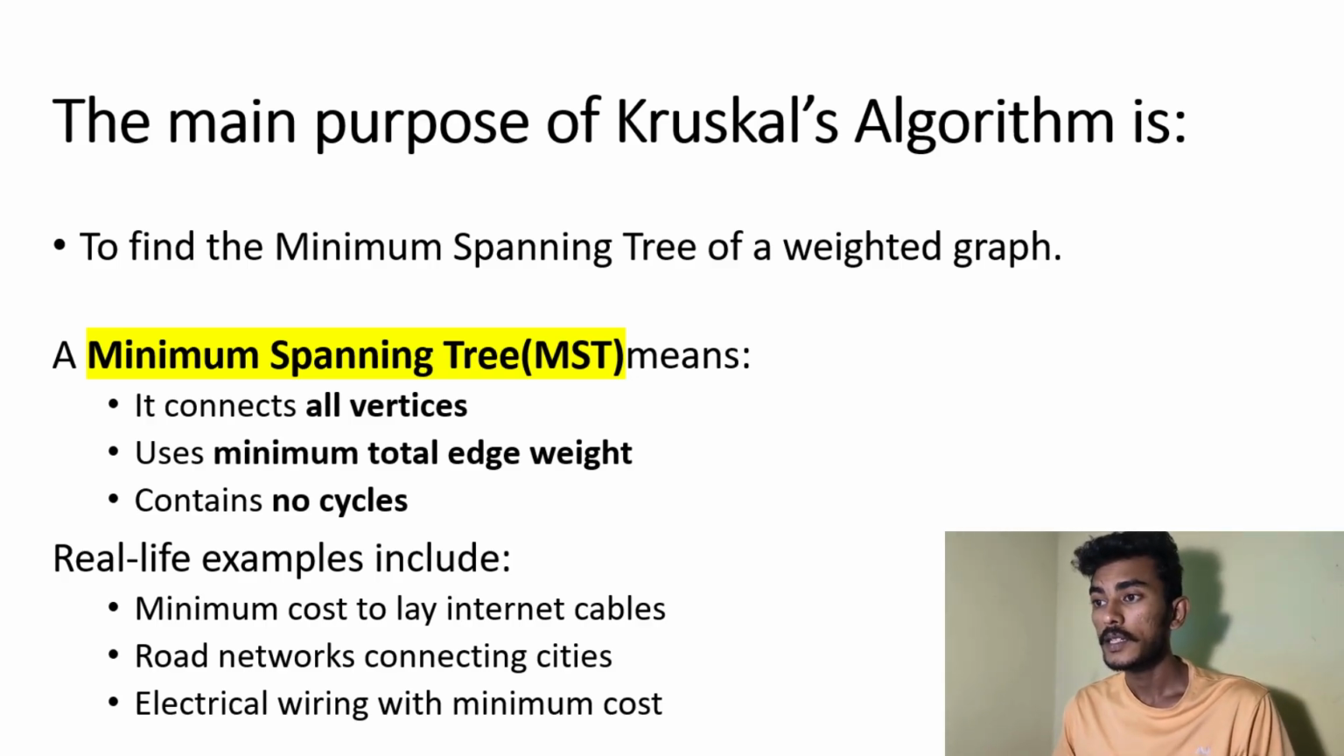So now we are learning about the main purpose of Kruskal's algorithm, which is to find the minimum spanning tree of a weighted graph. What is the meaning of minimum spanning tree, MST? It connects all vertices, uses the minimum total edge weight, and contains no cycles. Real world examples of Kruskal's algorithm are the minimum cost to lay internet cables, road networks to connect cities, and electric wiring with minimum cost.